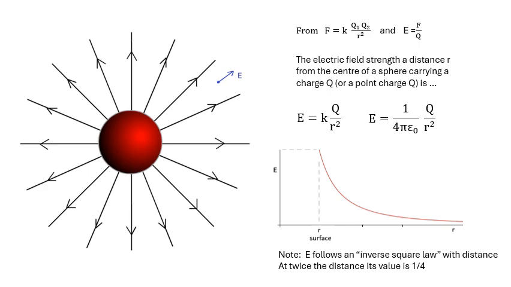Note that the field strength follows an inverse square law. Maybe you did gravitation before you did electric fields. If you did, then you will know all about inverse square laws. You'll know that if we double the distance, then the value is a quarter. If you treble the distance, the value is a ninth. We don't need to know what happens inside the sphere, by the way, so I'm not going to tell you.